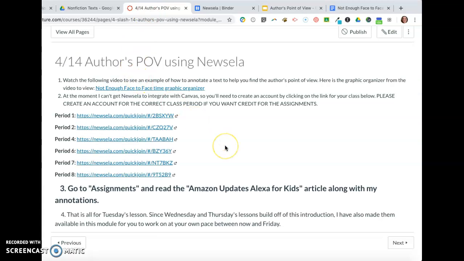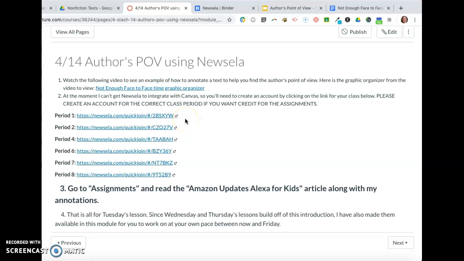The links are on the Canvas page. Please make sure that you are clicking on the correct class period, because if you sign into the wrong class period, it's going to be more difficult for me to find you and update your grade accurately. So please double check that you are logging into the correct class period. You only have to set up the account once and then you're set.